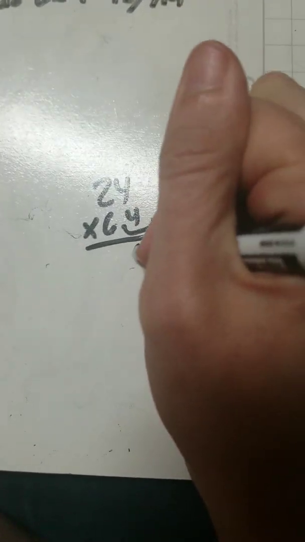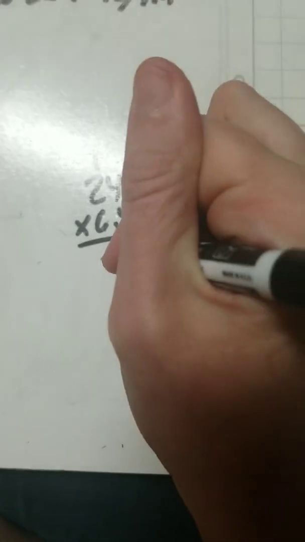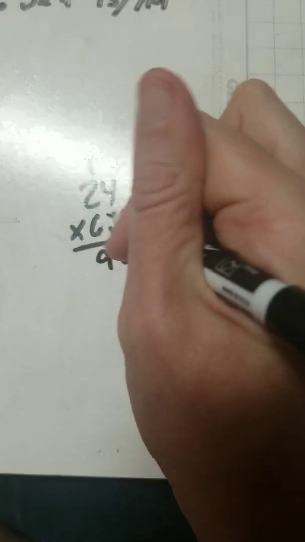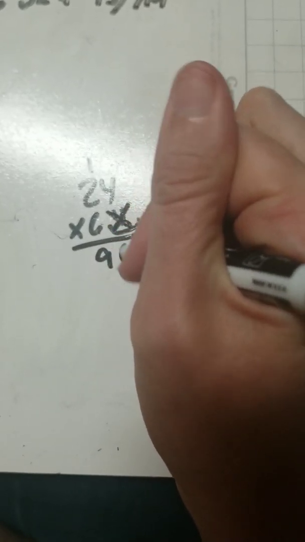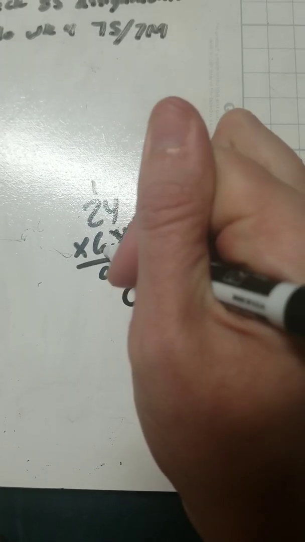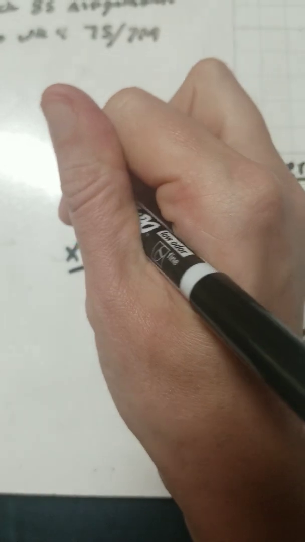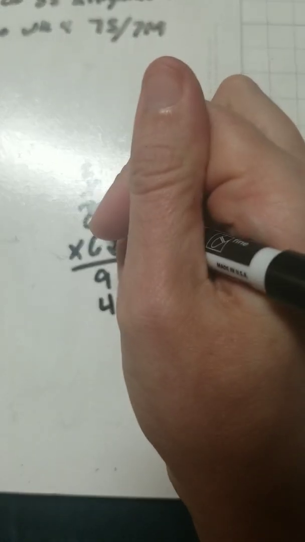4 times 4 is 16. Put a 6, carry a 1. 4 times 2 is 8, plus 1 is 9. I am done with the 4. Because I'm done with this 4, I'm going to drop a 0. That is telling me that I am shifting over one place value. 6 times 4 is 24, so I put a 4, carry a 2. 6 times 2 is 12, plus 2 is 14.